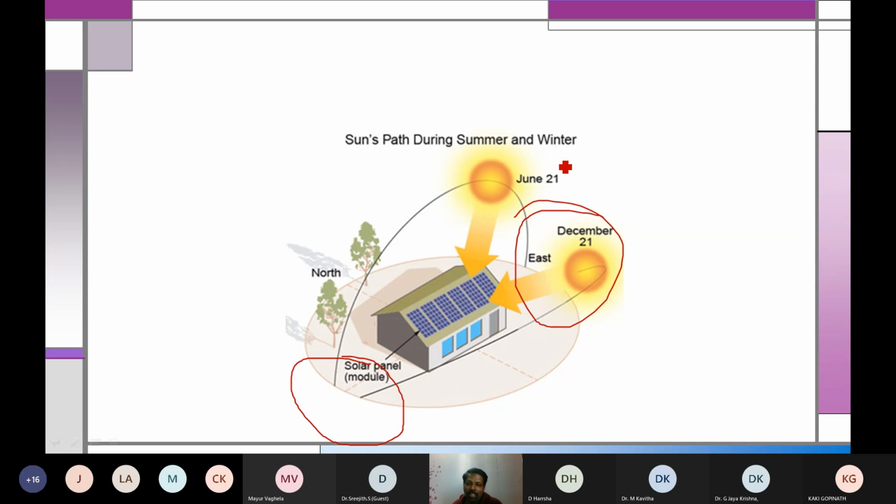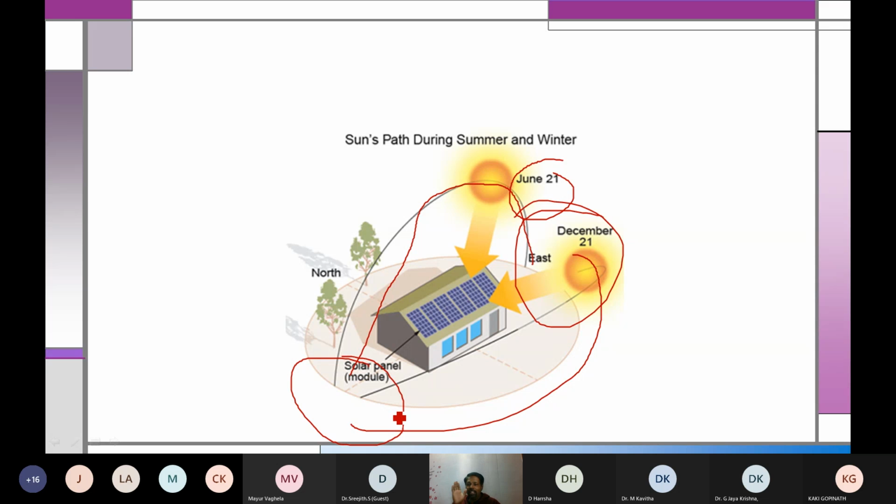See here the example is given. In June 21, the path followed is like this, whereas in December 21, the path followed is like this. Anyway, starting is the same and ending is the same only, whereas the path is changing with respect to the day. Clear? June 21, this much angle, whereas December 21, this much angle difference.